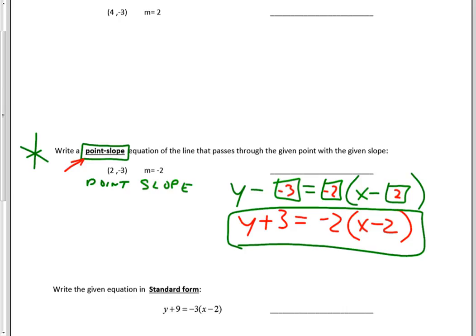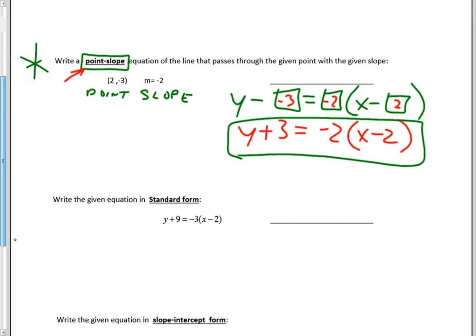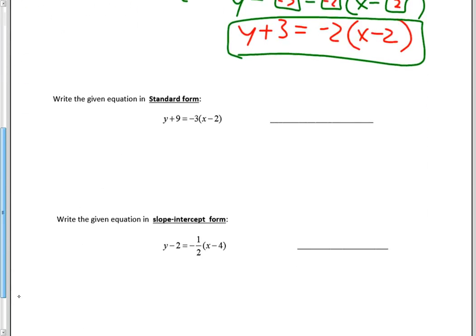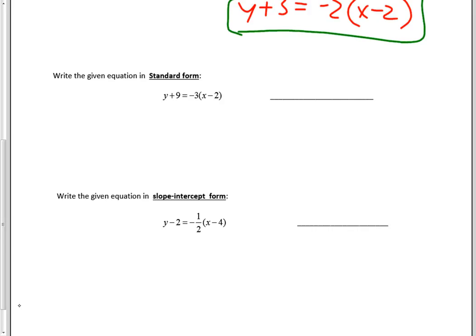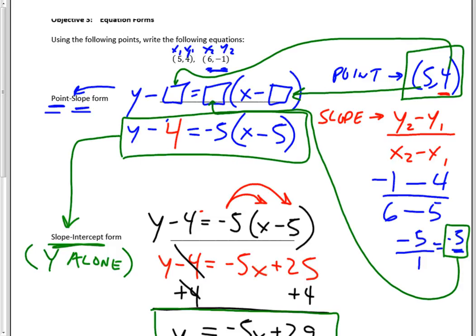Let's take a look at the rest, see what looks like it might be easy. Slope intercept? Wouldn't you say standard's the hardest? So let's do slope intercept. Go to the very bottom of the page. What are we looking for in slope intercept? Take a look back here. What did I write down next to slope intercept? Y alone. Did I get rid of the parentheses? I did distribution. Same thing.